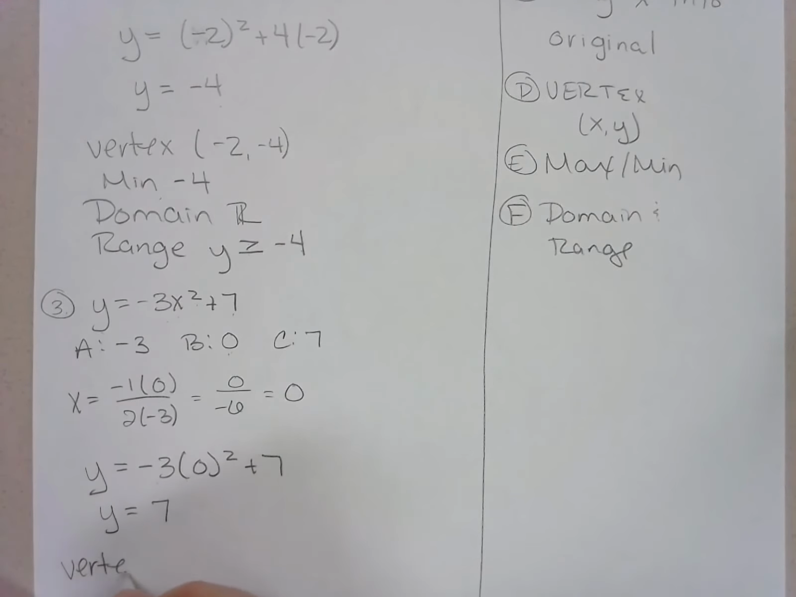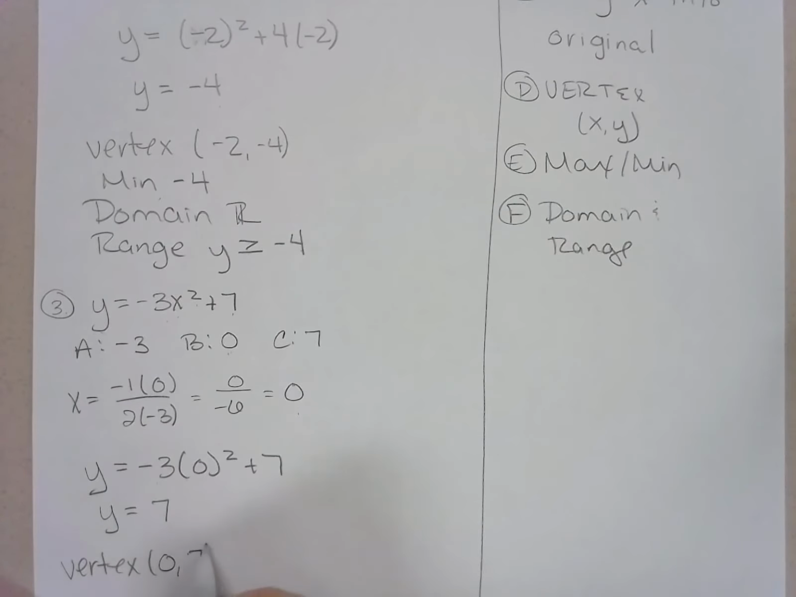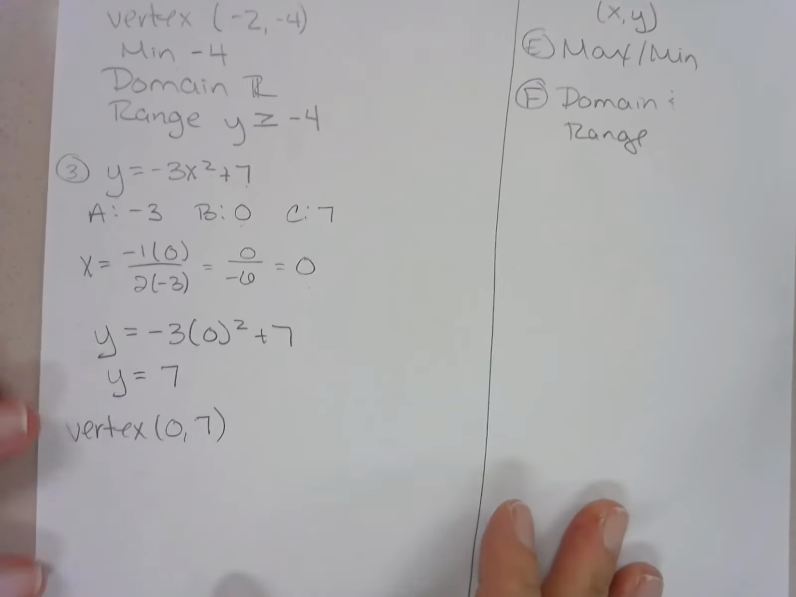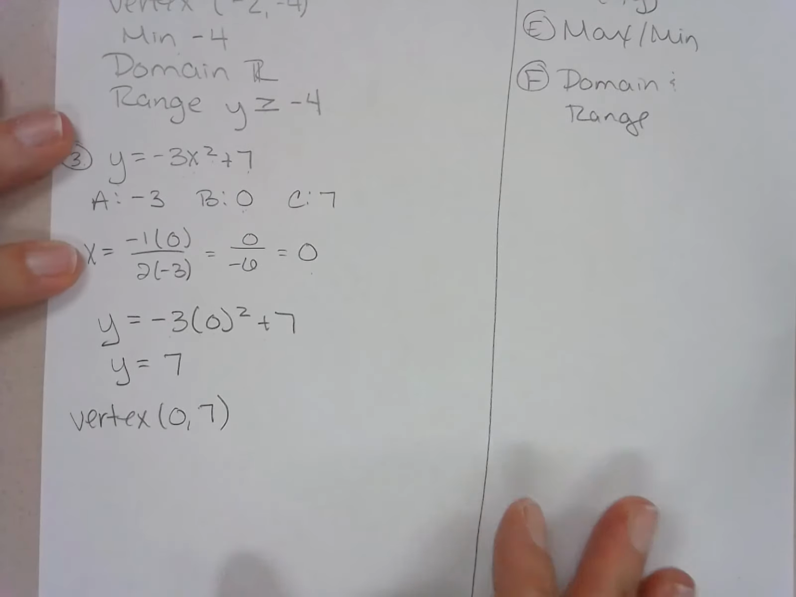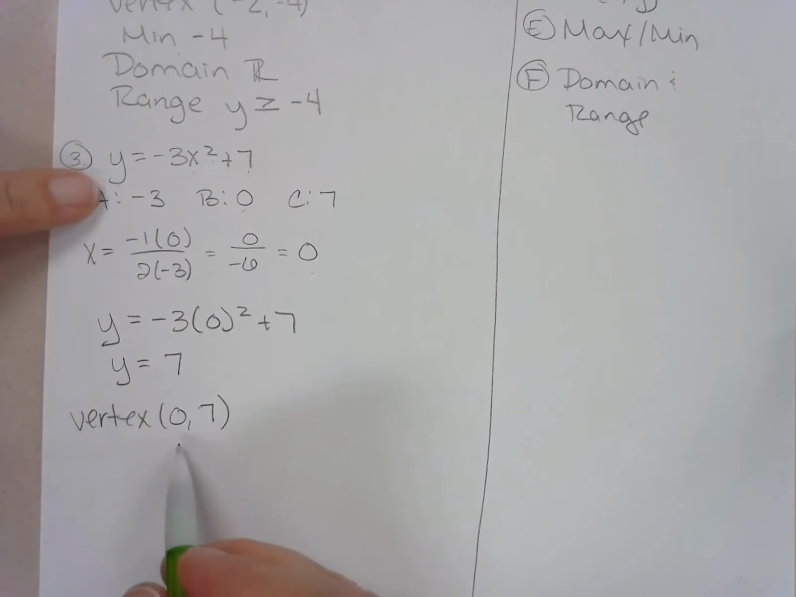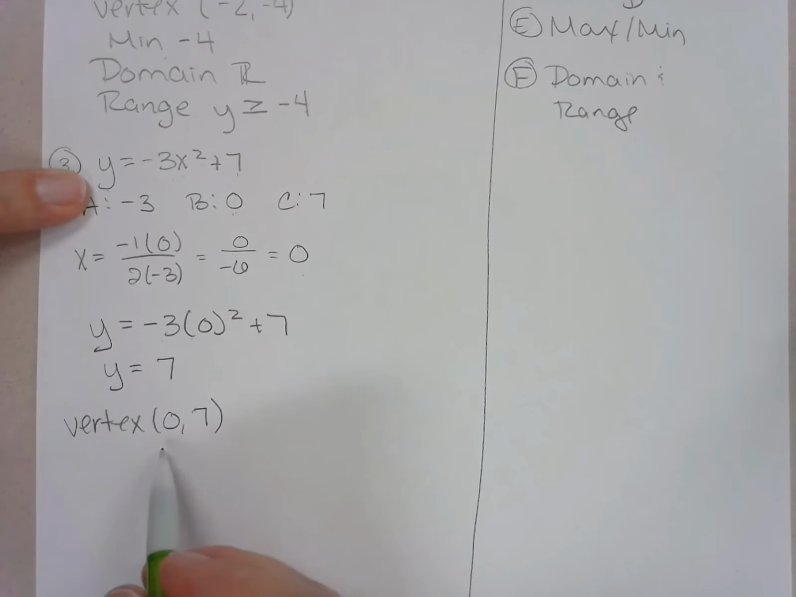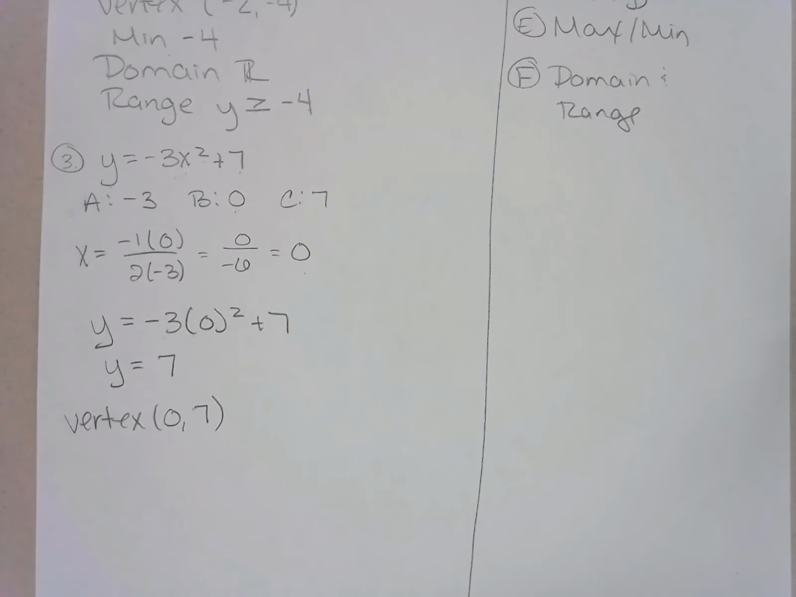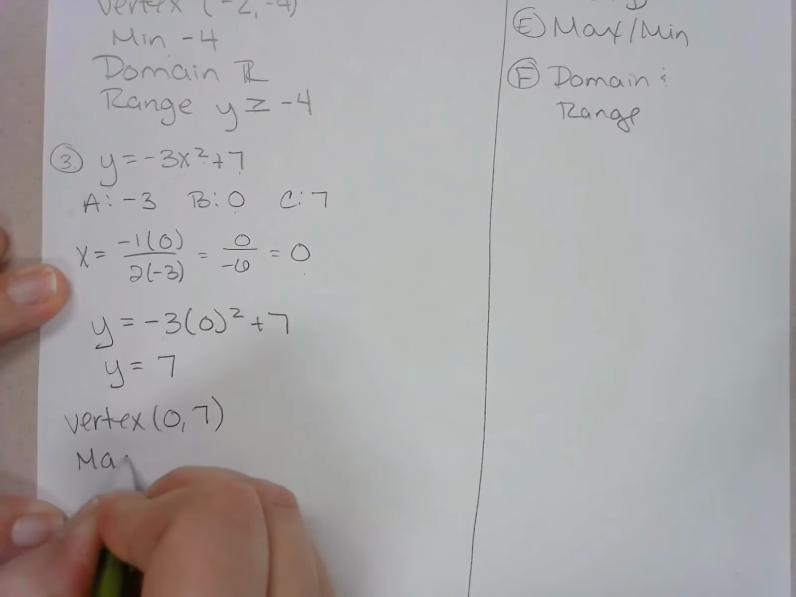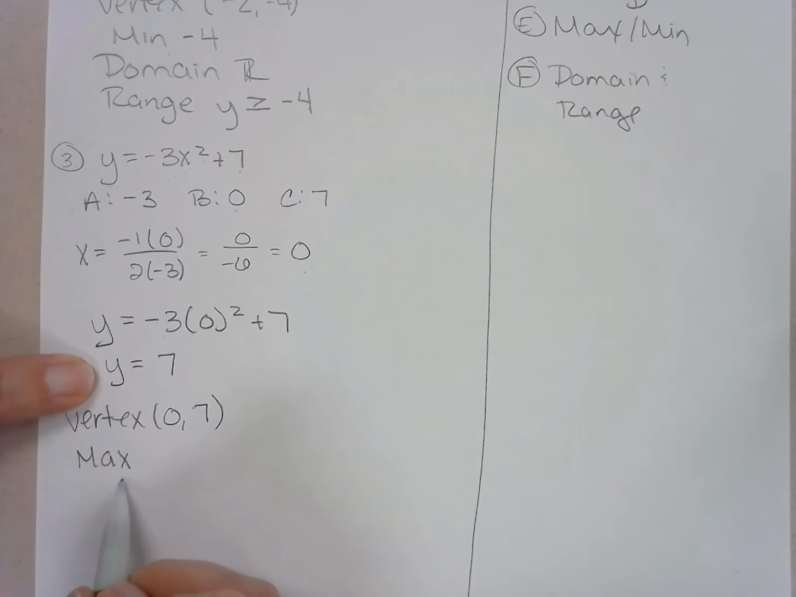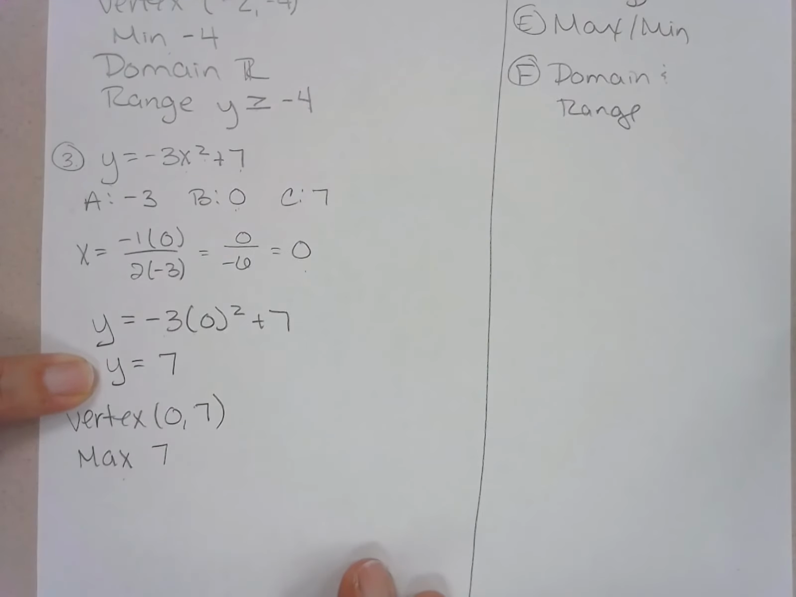Now we can write down what our vertex is, which is our x and y values written as an ordered pair. And then we can identify our max and our min. Remember, we identify our maximum and our minimum by looking at the a value. And the a value in this case is a negative a, because it's negative 3. And since it's negative, we're going to have a maximum. And the value of that maximum is whatever our y is.